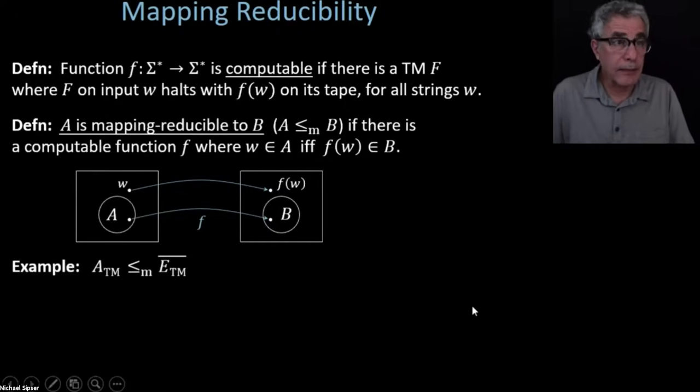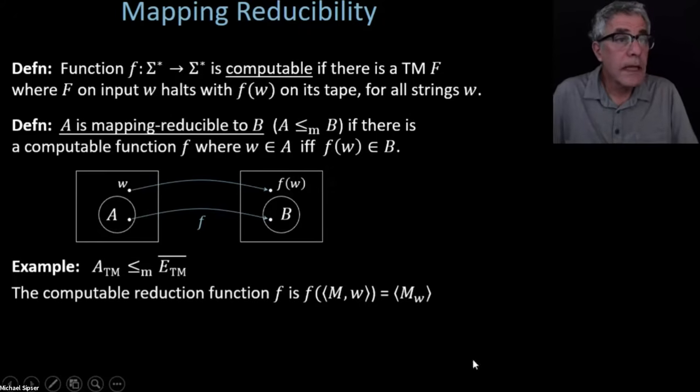So here's going to be an example, building on what we just showed last time in the previous slide. We're going to show how Eqtm is actually mapping reducible to the complement of Eqtm. And the complement is necessary here. The computable function that we're going to give is going to translate problems about Eqtm to problems about the complement of Eqtm, because we're mapping reducing Eqtm to the complement of Eqtm.